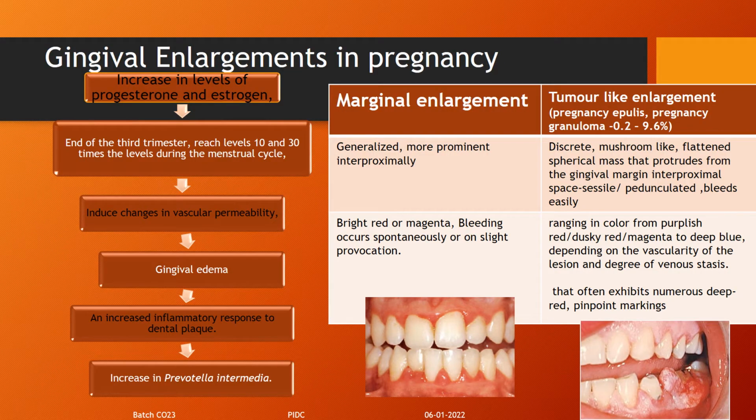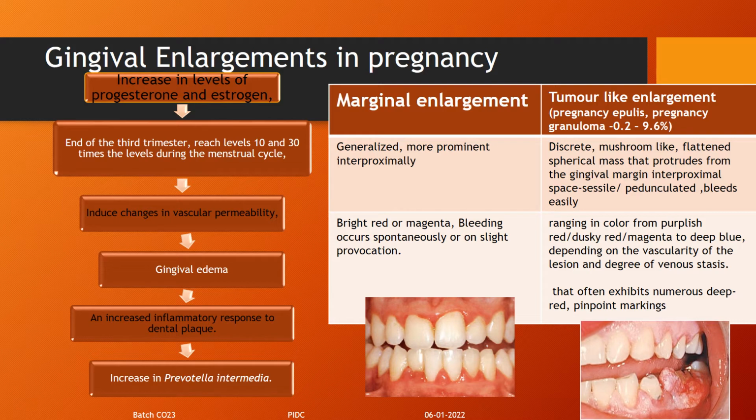Then coming to gingival enlargement in pregnancy, it can be either marginal gingival enlargement or tumor-like enlargement, called pregnancy epulis or pregnancy granuloma. The marginal gingival enlargement is seen as generalized, more prominent in the interproximal region, and appears bright red or magenta. Bleeding occurs spontaneously or on slight provocation.